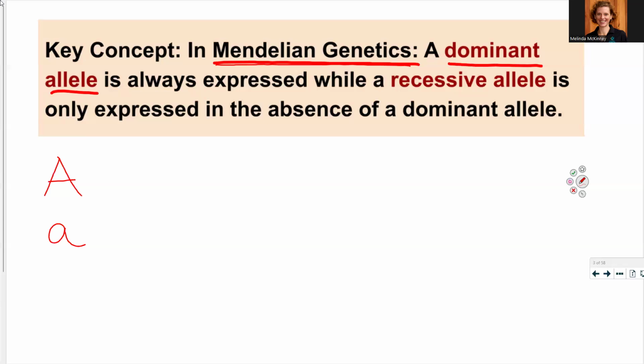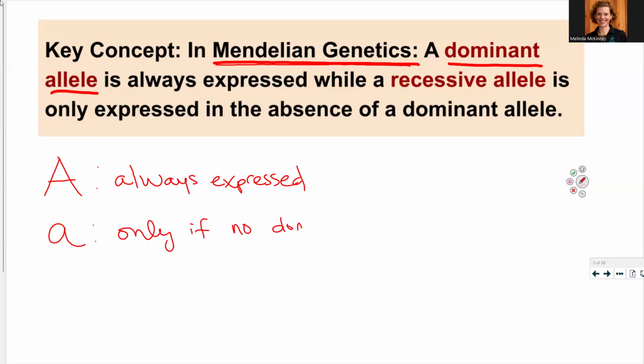So the dominant allele is always going to be expressed. Whereas the recessive allele is only going to be expressed if there's no dominant allele.